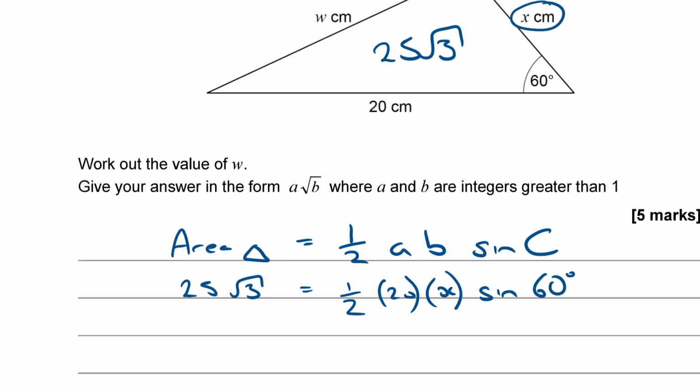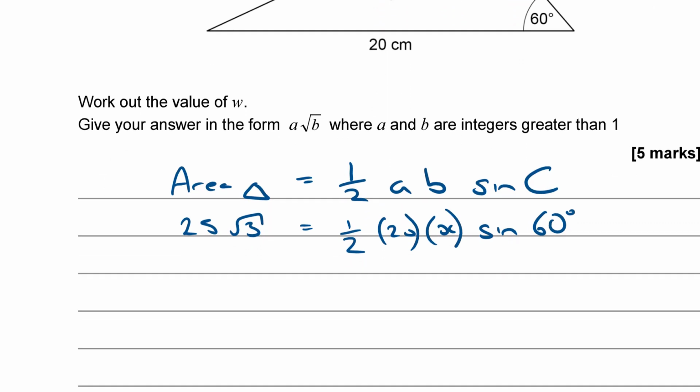Okay. So what do we know from here? Let's just try and multiply it out and simplify it down. So 25 root 3 is equal to, what have we got on the top? We've got 20 times x times the sine of 60 divided by 2. Okay, let's just get rid of the divided by 2 first. Let's make that 10. So I've got 10x times the sine of 60. So that's 10x. What is the sine of 60?